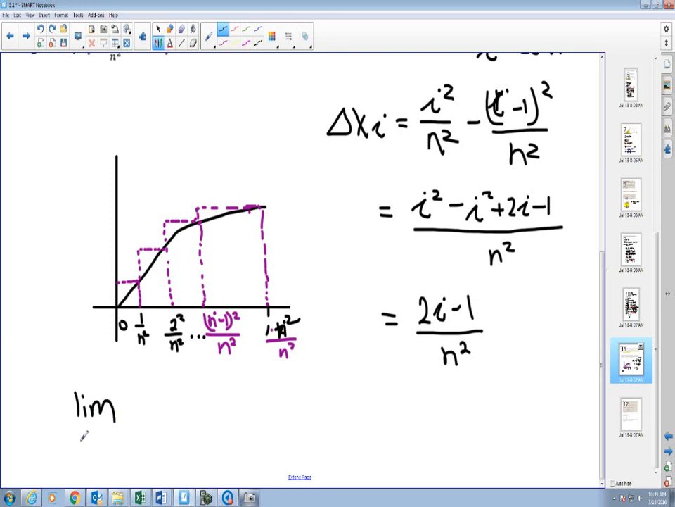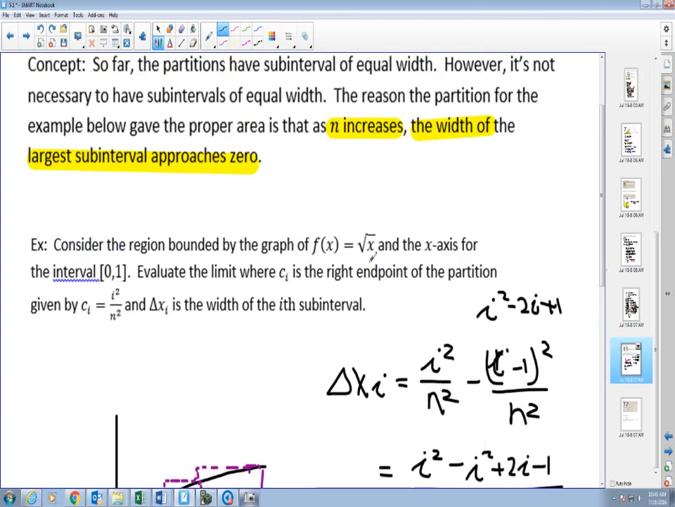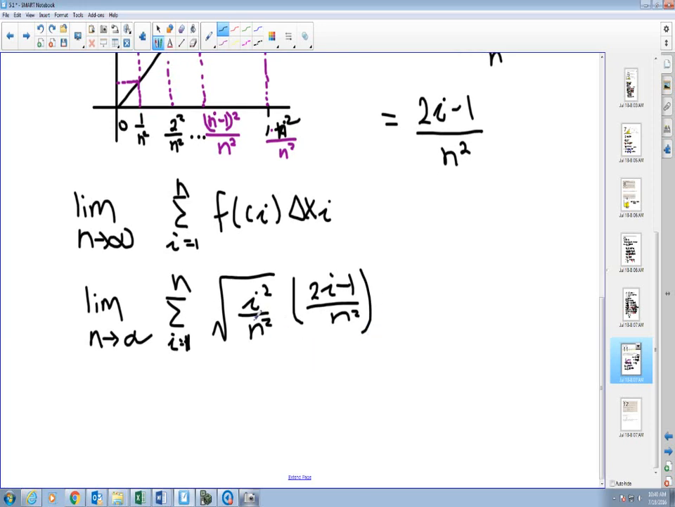Alright, so the area is the limit as n approaches infinity of the sum from i equal to 1 to n of f of c sub i times the width of the ith subinterval. c sub i is i squared over n squared, so I'm going to put it into my function, so that would be the square root of i squared over n squared times the width of my ith subinterval. For convenience, that's the purpose of picking i squared here, so it allows me to cancel out with the square root. That leaves me with i over n times 2i minus 1 over n squared.